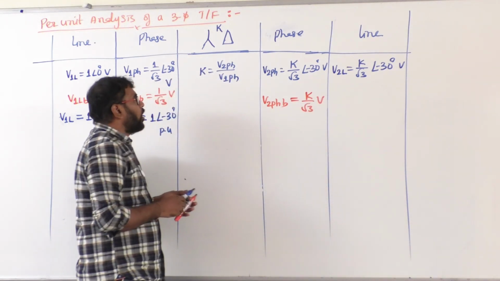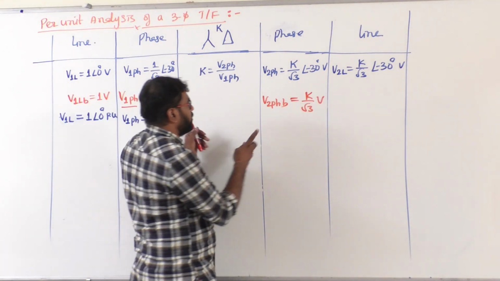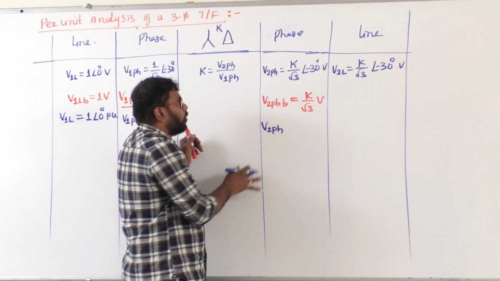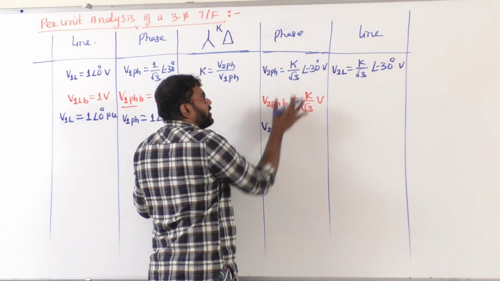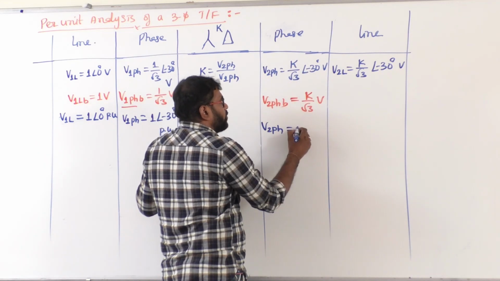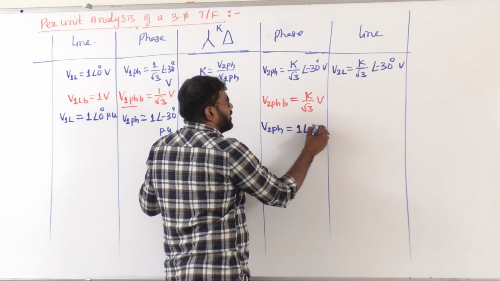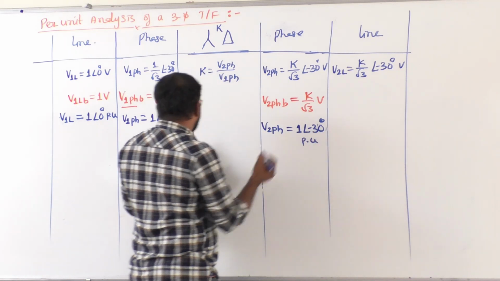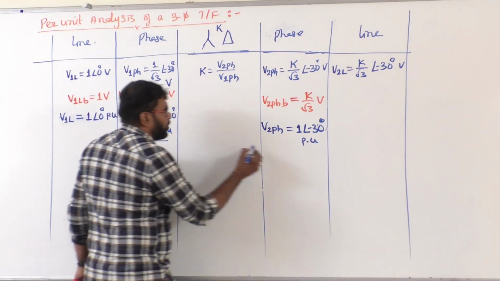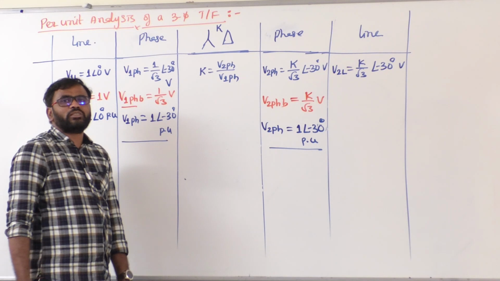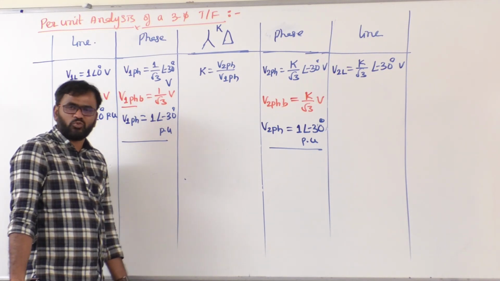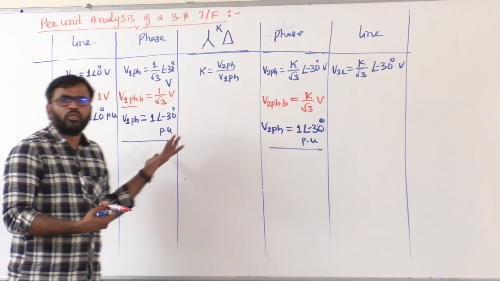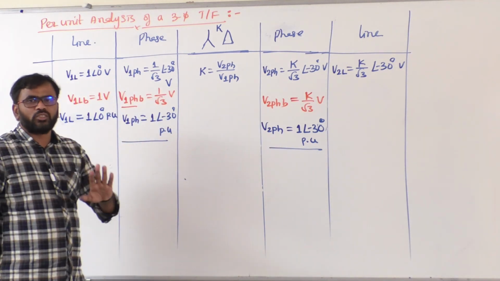Tell me, what is V2 phase per unit? So V2 phase per unit means V2 phase actual by V2 phase base. What is V2 phase actual? K by root 3 at an angle minus 30. Divide with K by root 3. So that means again I will get 1 at an angle minus 30 degrees. This is in per unit. Careful, sir. That means the per unit primary voltage and per unit secondary voltage are always the same, just like a single phase transformer. For a single phase transformer, per unit primary voltage equal to per unit secondary voltage. For a 3-phase transformer also that is true.